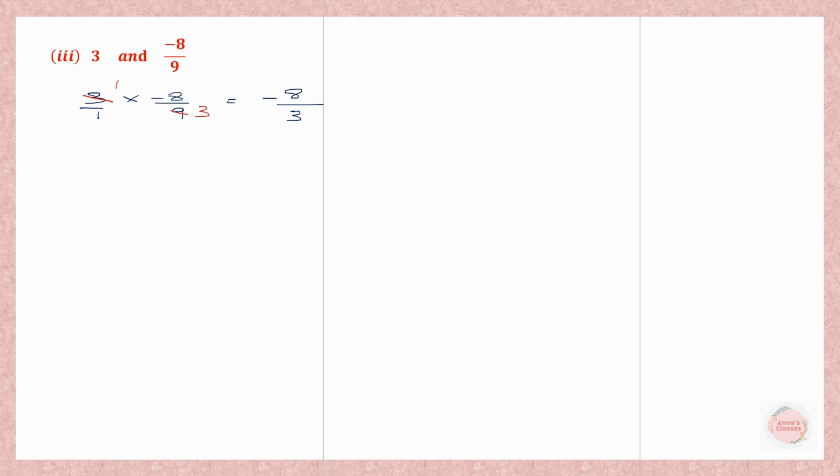Now let's change the order and see. So minus 8 by 9 comes first this time, into 3, we can make it 3 by 1. Let's cancel 3 and 9. 3 ones are 3, 3 threes are 9. So here let's multiply the numerators. Minus 8 into 1 is minus 8. So let's write this minus 8. In the denominator 3 ones are 3. So here we have got minus 8 by 3. Here also when we change the order we got minus 8 by 3.